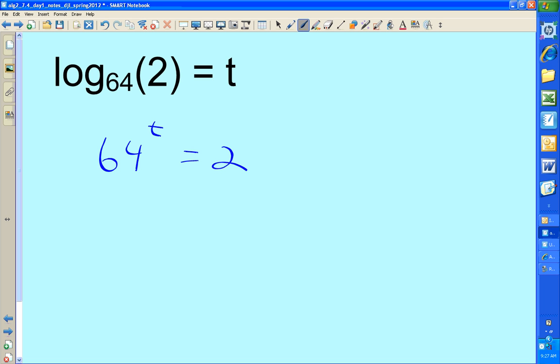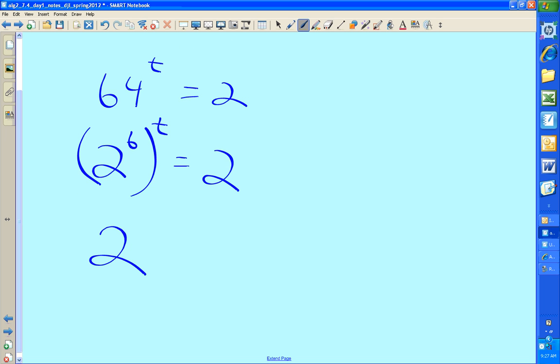2 to the 6 raised to the power of t is equal to 2. What do you do on the left? What does that become? Not t squared. 6t. We multiply those powers. Is equal to 2 to the first.